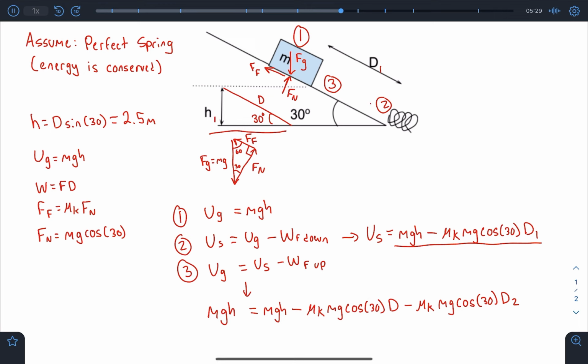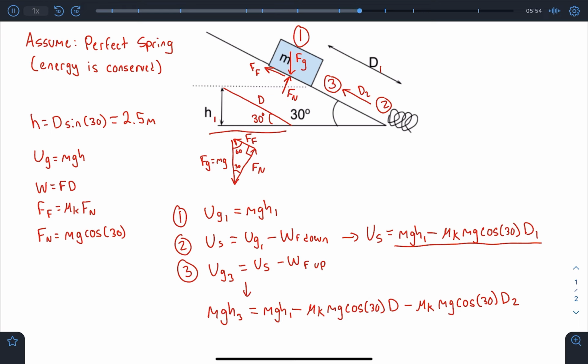Staying consistent with our terminology, instead of using initials and finals, we'll mark each of our terms with the points they're at. So our first potential energy will be 1, and our third potential energy will be at point 3. Same with the heights. Our final height will be height 3, and our initial height will be height 1. And that should make it a little bit easier to follow as we go through this problem.